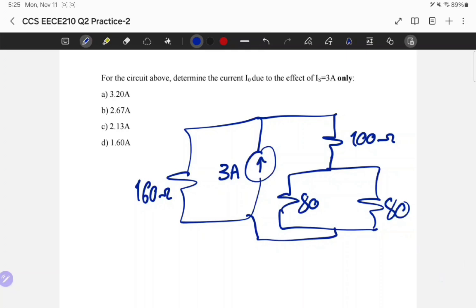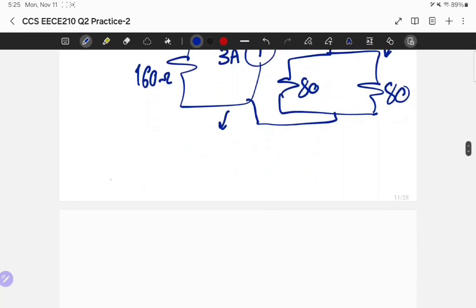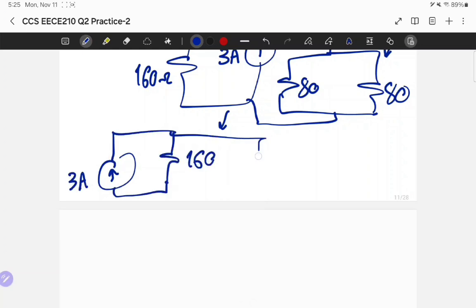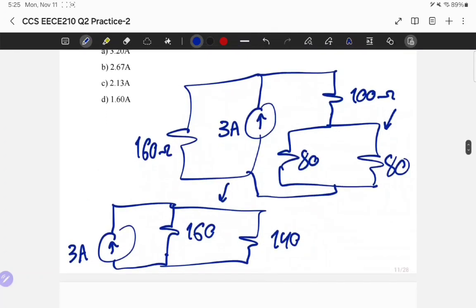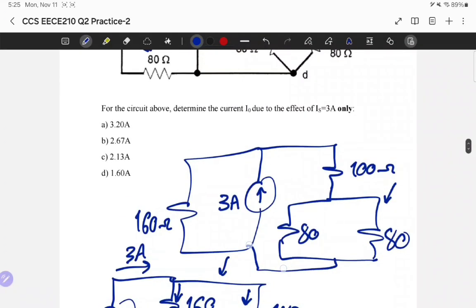So obviously we have 80 and 80 in parallel, which is 40. And 40 and 100, which is 140. So the circuit simplifies to 3A, 160, and then 140. Now, does this remind you of something? We have a current source giving current 3 amperes, and it's divided between this branch and this branch, which is a current divider: two resistors in parallel with the current source.